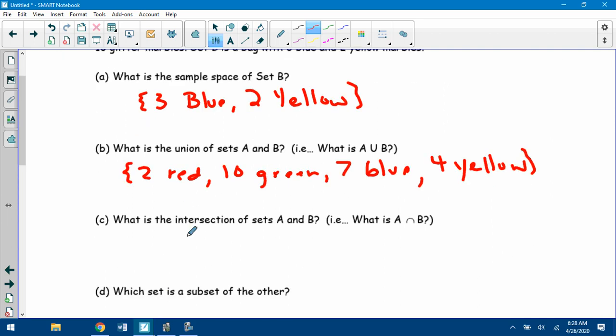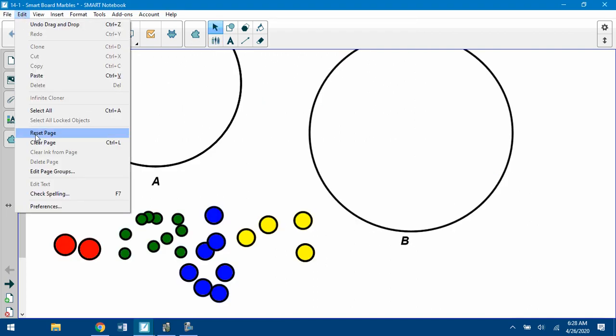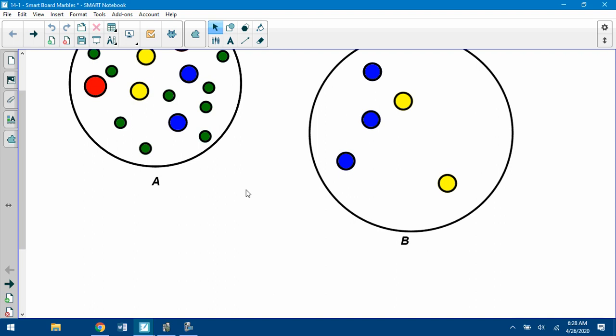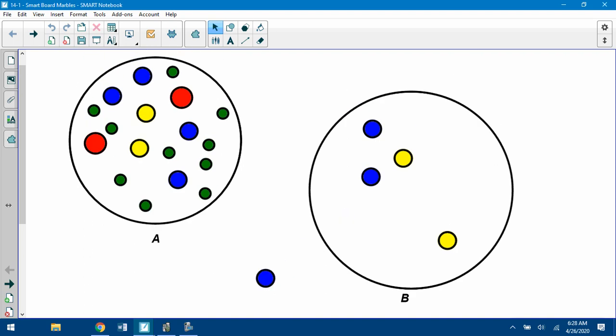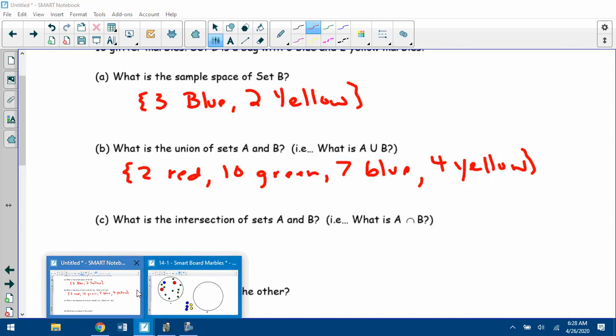What's the intersection of A, intersection B? So intersection, again, is what they both have in common. So I could take a blue for a blue, for a blue, a blue for a blue. And I could take a yellow for a yellow, and a yellow for a yellow. So they both have 3 blues, they both have 2 yellows. That's intersection.